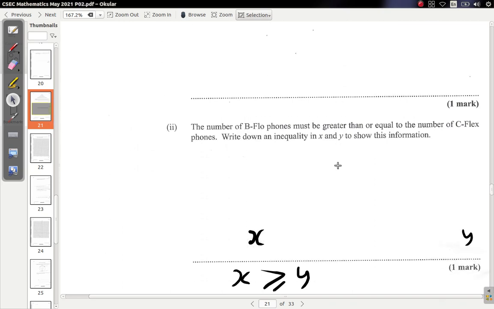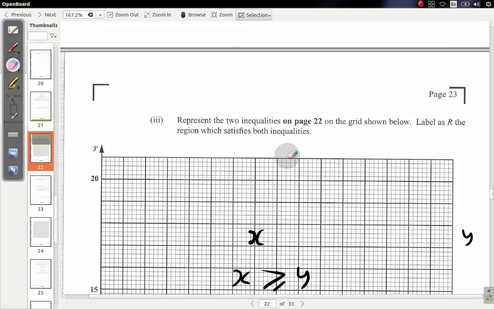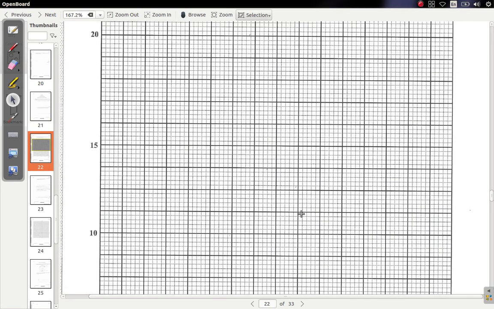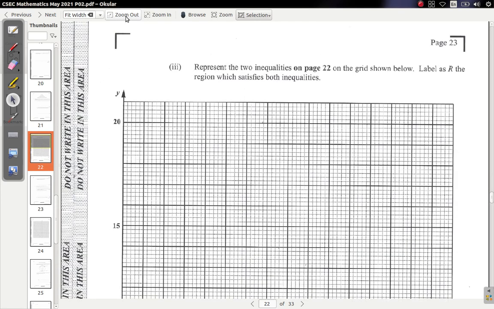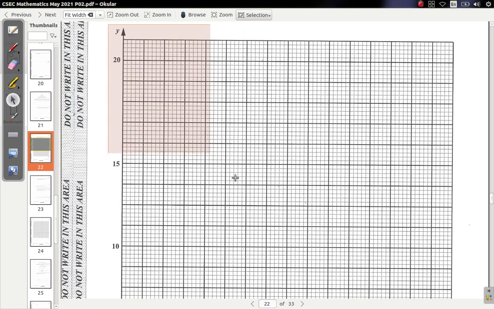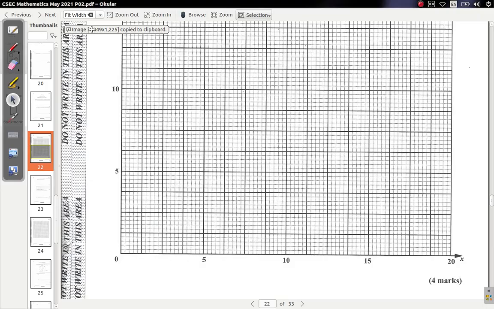This is what it says after this. Let me just rub out what we have here. It says represent the two inequalities on page 22 on the grid shown below. Label as R the region which satisfies both inequalities. Alright, so what do you see? I'll just copy the grid and put it over on the other page.